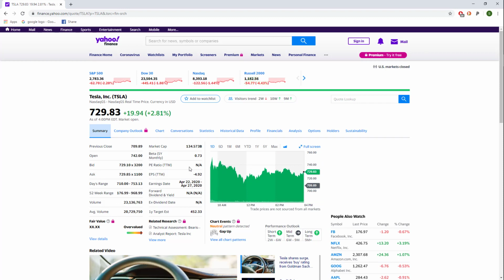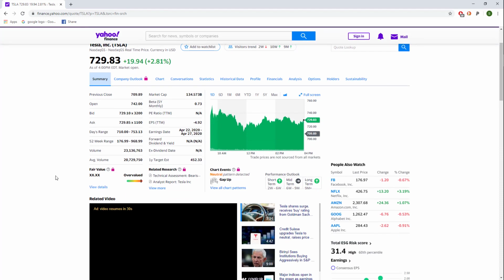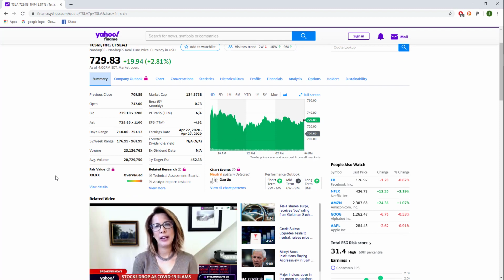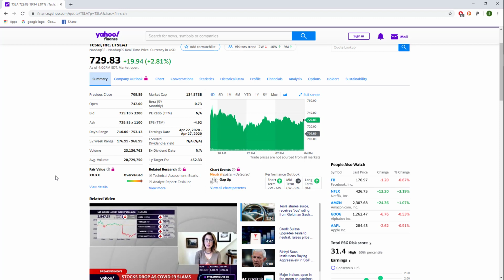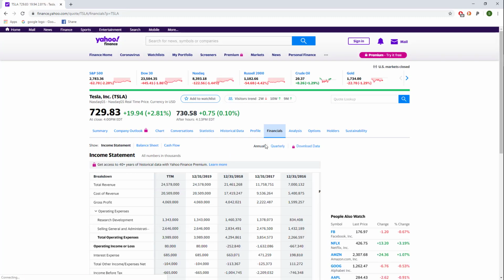PE ratio is NA because it's the price divided by a negative number, which would just give you a negative PE ratio, which economically doesn't make a lot of sense. So this is definitely a firm whose value, $135 billion, isn't based on what it's doing right now, is not based on the company's performance right now, because it's had negative earnings.